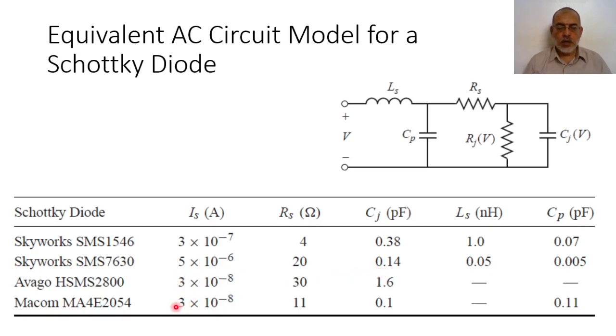And these are other two types of Schottky diodes. From the point of view of frequency, maybe this is the best, but the junction capacitor here is nearly the same as the parasitic capacitance, and this is a great disadvantage in this case. Okay, so this is a figure of numbers for the equivalent AC circuit model for the Schottky diode.